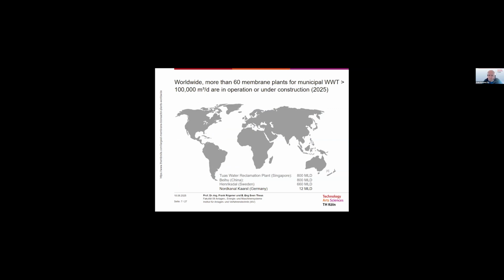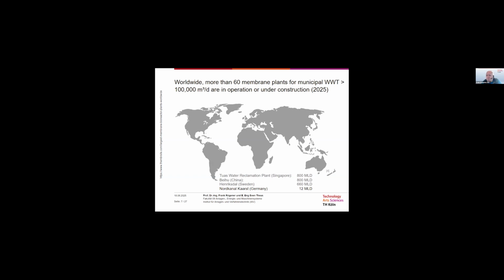So the situation concerning membrane bioreactor plants is shown here. Worldwide, we have more than 60 large-scale wastewater treatment plants with a capacity of 100,000 cubic meters per day. And the largest one is found in Singapore, and another one of nearly the same size is in China.